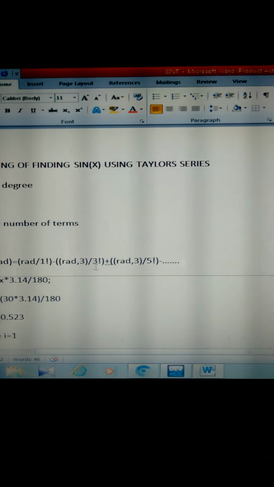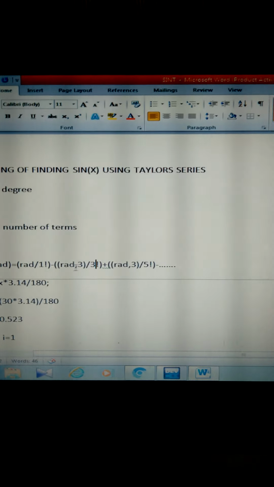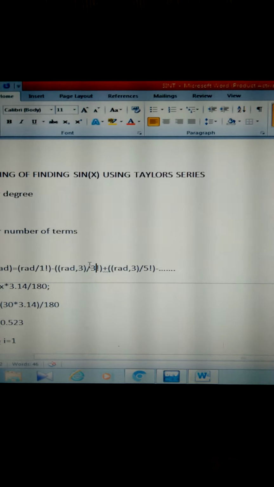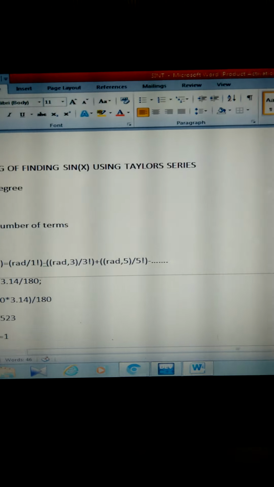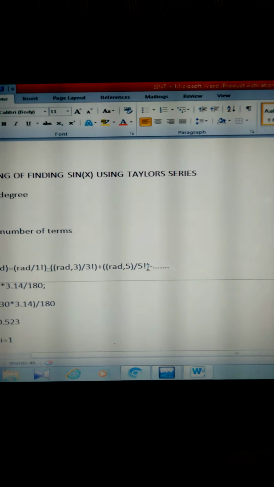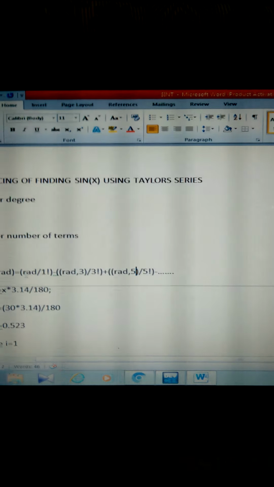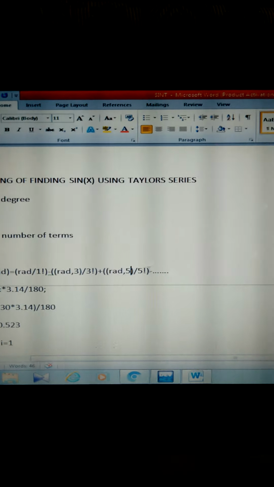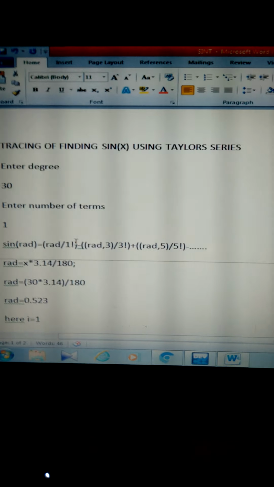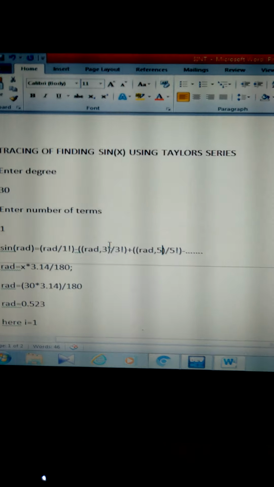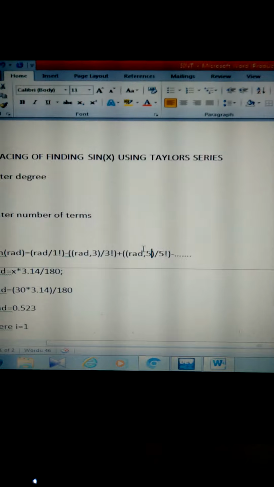Here each index value increases by 2. 1 plus 2 is 3, and here 5, divided by factorial. Okay, this is the Taylor series. Here plus, here minus, here plus, again here minus, like that it goes on, and the values are incremented from the initial value by 2. 1 plus 2 is 3, 3 plus 2 is 5, like that.